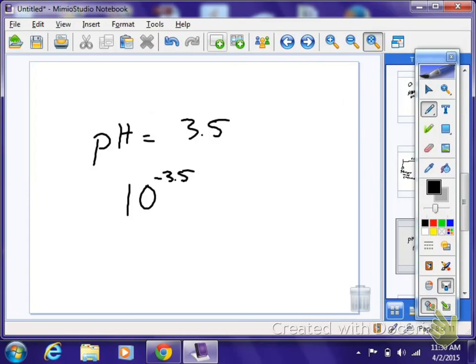So 10, hit that button, in parentheses, put a negative. You've got to use the little negative, not the negative you use for subtraction. So what did you get for that? 3.2 times 10 to the negative 4. Okay, and that's the H plus concentration. So that's how you would do a problem like that if you have to go backwards.